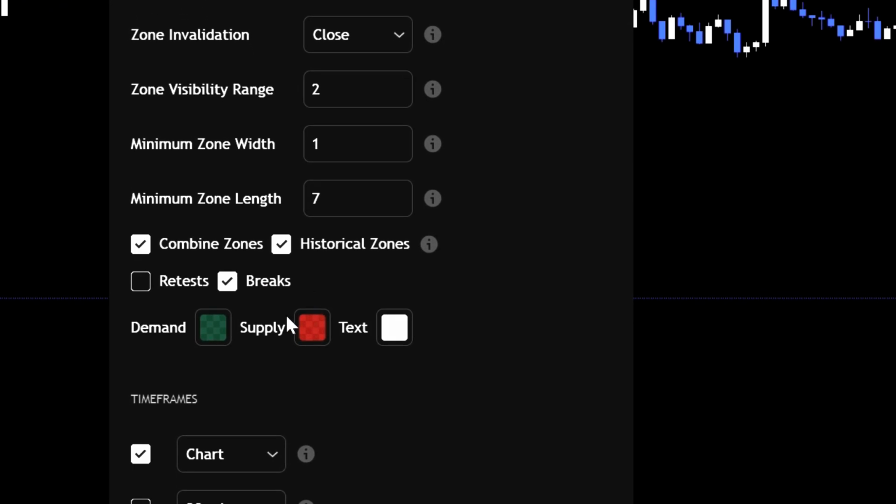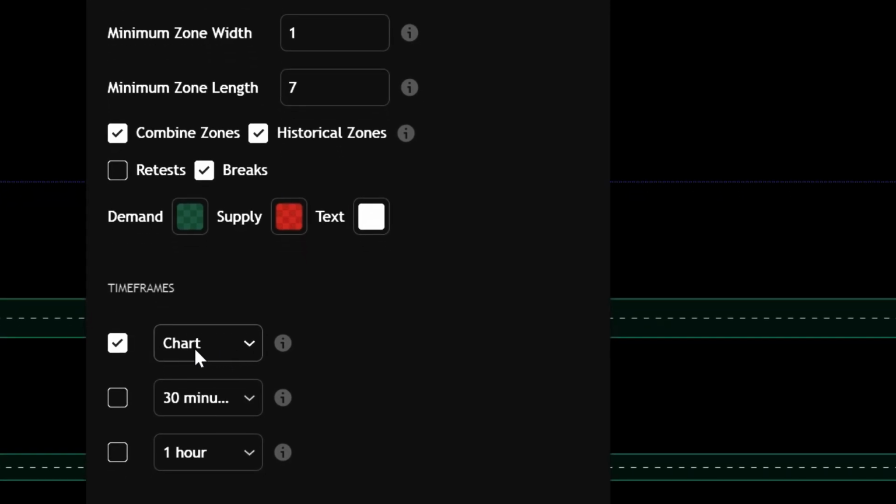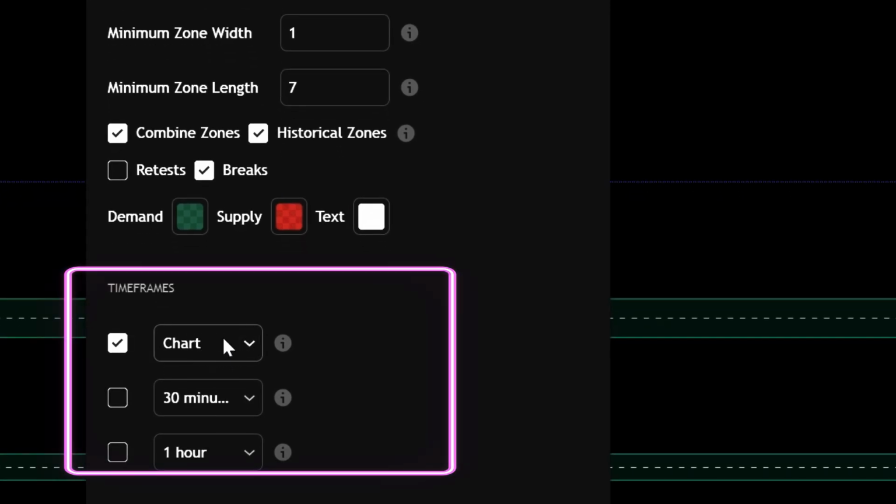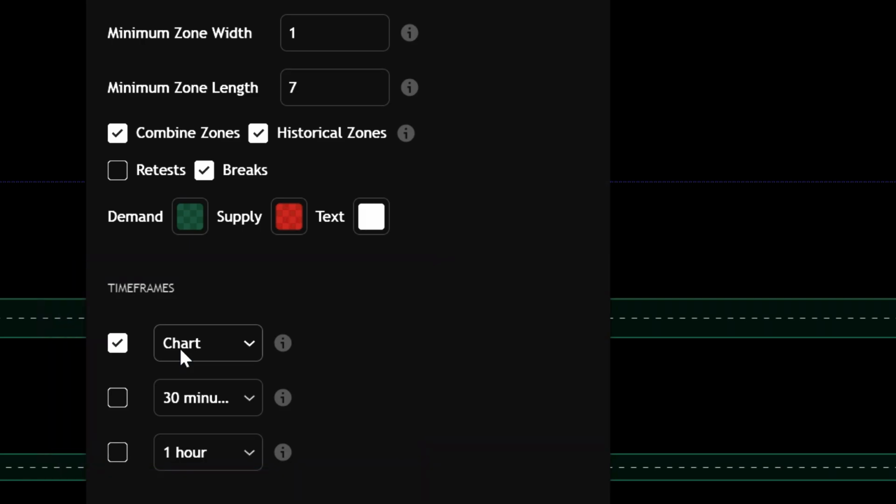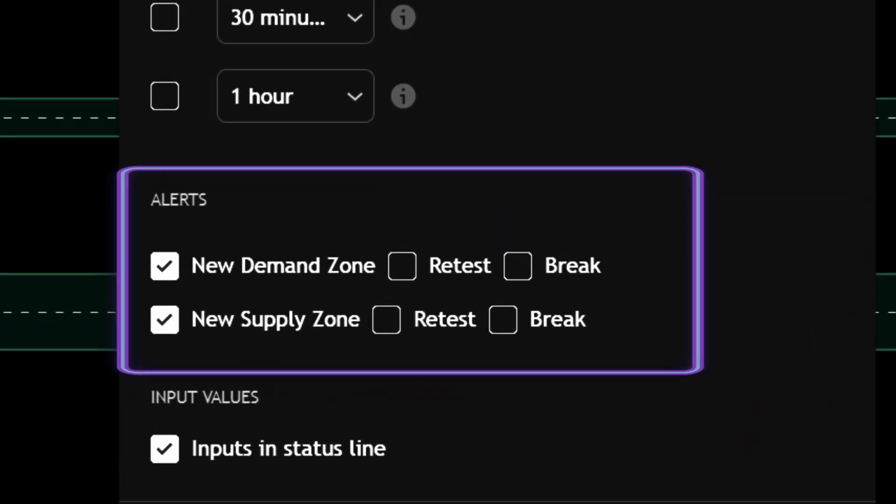And seriously, no more flipping between time frames. This best supply and demand indicator lets you see multiple time frame zones all on one chart. Imagine seeing a daily demand zone while you're still on your 5-minute chart. Huge game changer for confluence. And to top it off, you can set up custom alerts for any signal from this powerful indicator. Price hits zones, alert. Zone breaks, alert. You never miss a setup again with this powerful trading indicator.